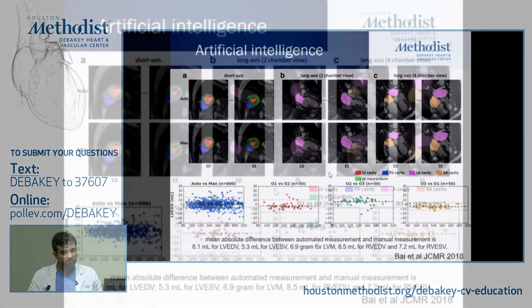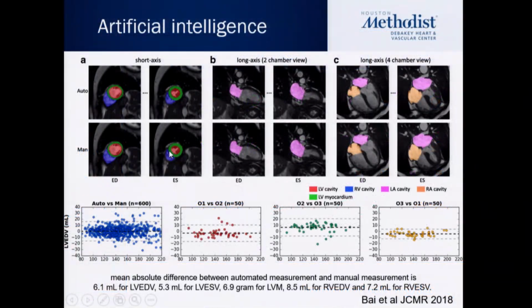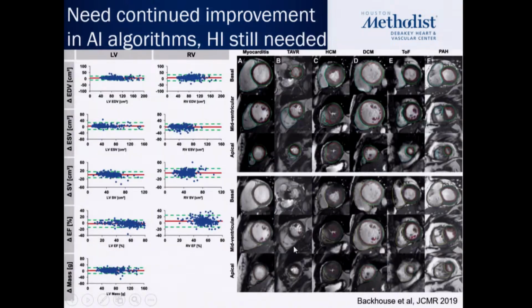Now with artificial intelligence, you can have the AI trace, and these are now available on just commercial software solutions. It can trace the LV and the RV and the atria for you. In this study, it had very minor variability between the AI tracing and the human tracing for ESV and mass and RV volumes. When it comes to challenging cases, you'll get errors. So you still need the human intelligence aspect.